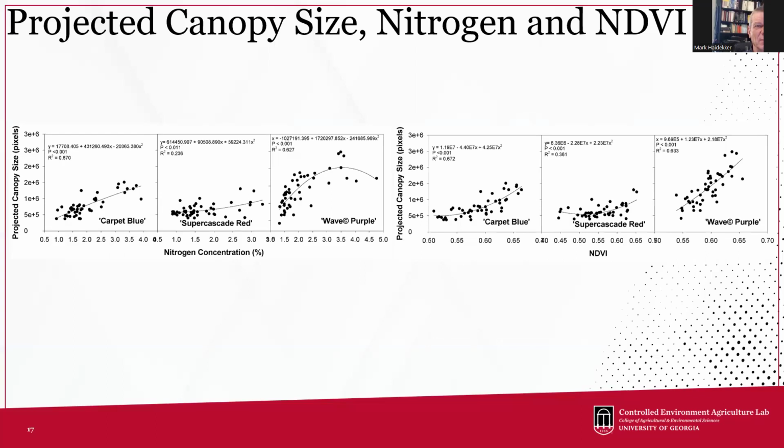And it's significant, though I don't know how much I would predict on Super Cascade Red or Carpet Blue as opposed to Wave Purple, if I were using that as an effective tool in the field. But it's a potential opportunity if Renito wants to start stacking plants and seeing if he can predict size with NDVI in the future.